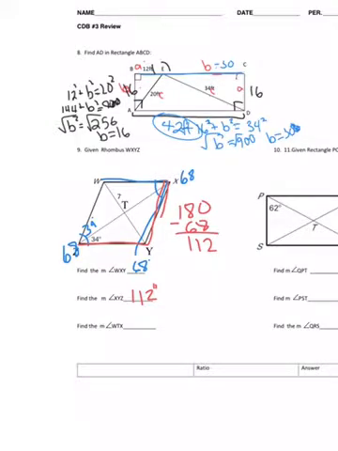Let's keep going. And then the last one, WTX. WTX is that angle right here. The diagonals are perpendicular. That's another rhombus property, so 90.